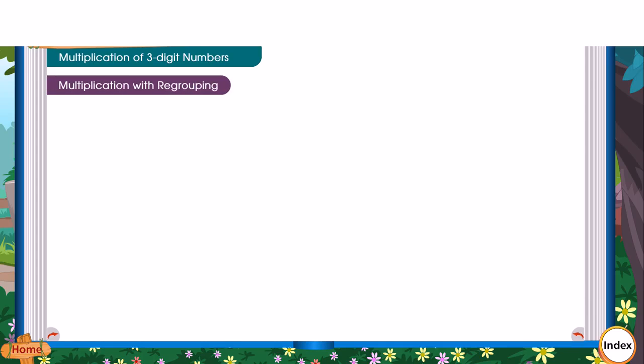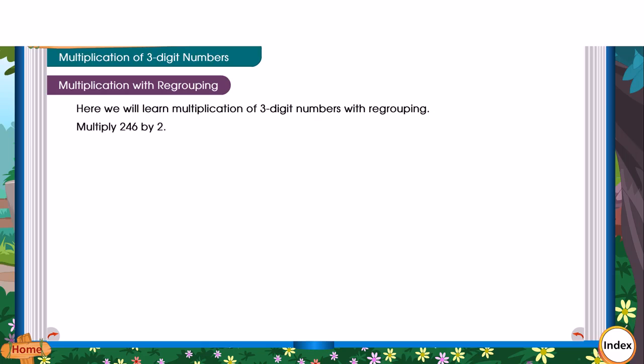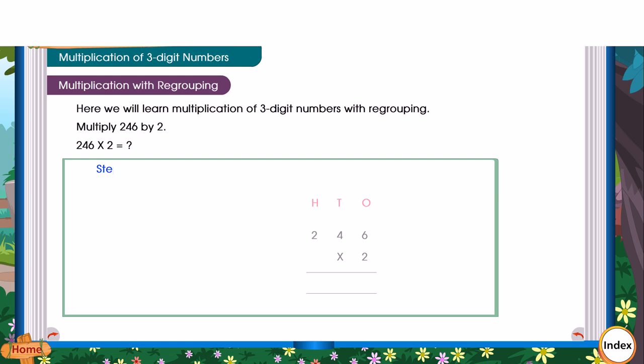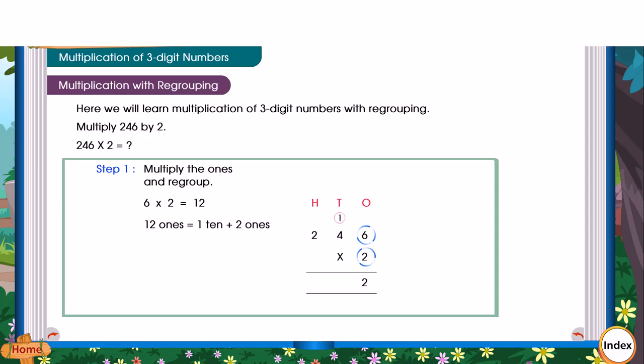Multiplication with regrouping. Here we will learn multiplication of 3-digit numbers with regrouping. Multiply 246 by 2. 246 into 2 is equal to how much? Step 1. Multiply the ones and regroup. 6 into 2 is equal to 12. 12 ones is equal to 1 ten plus 2 ones.